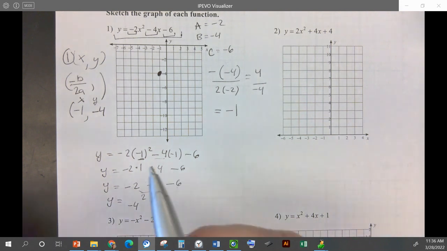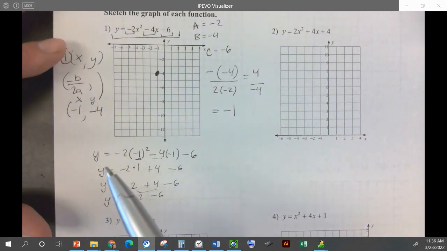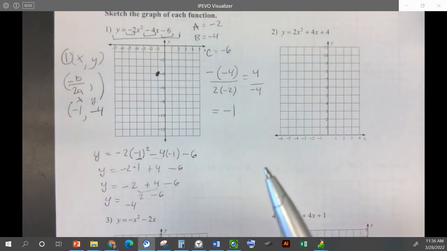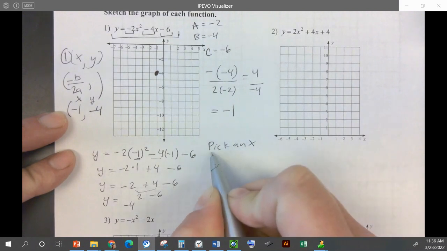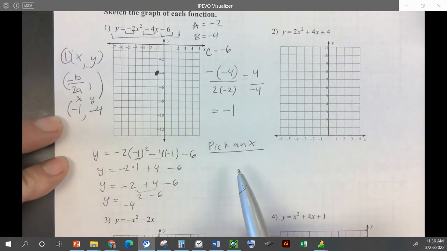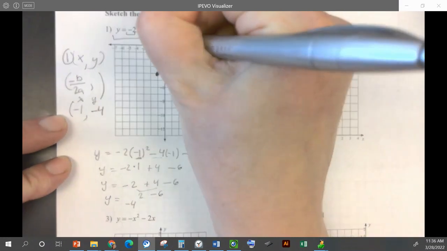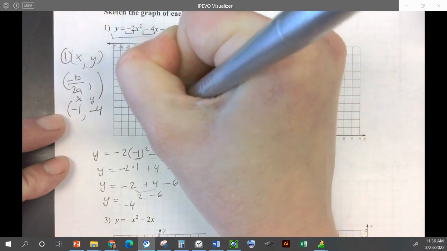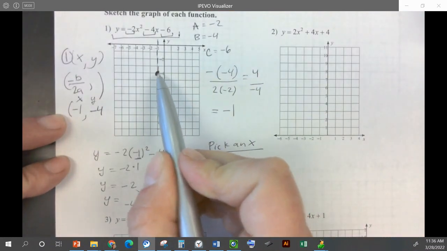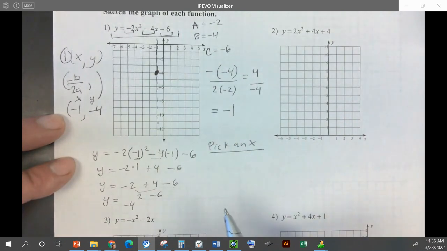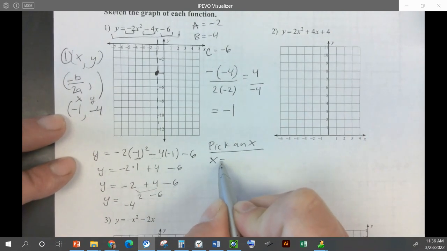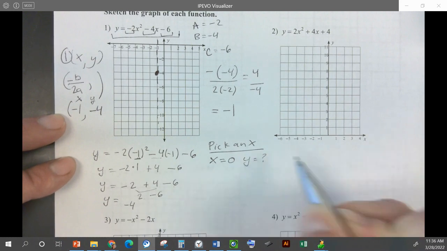All right, the next step is we have to find another point on our parabola. So we just pick a number, pick an x. What I like to do is pick a number that makes my life easier. I know my axis of symmetry goes through my vertex. So one box away from negative 1 would be 0. If I can ever pick 0 as x, that's going to make my life a lot easier. So I'm going to put x is 0, and I need to find y.